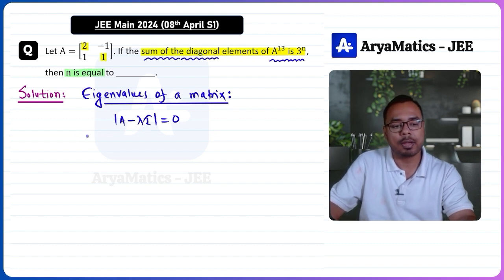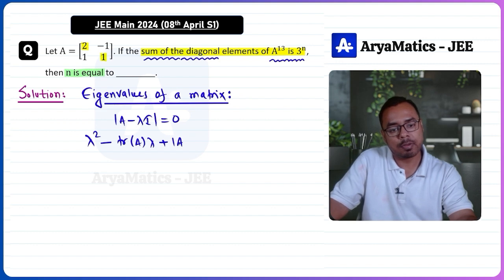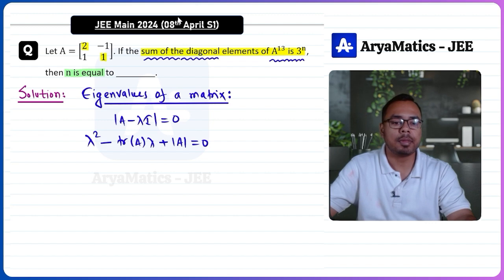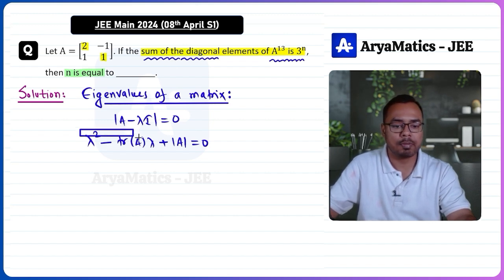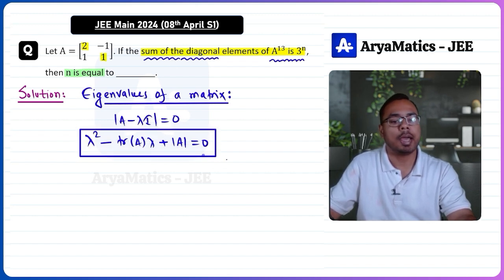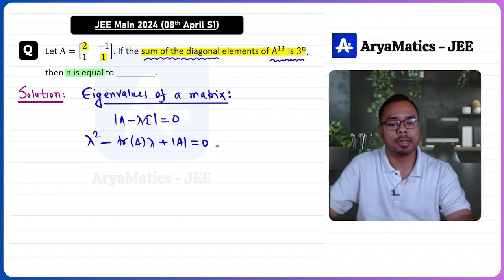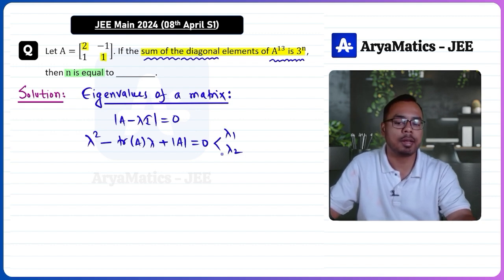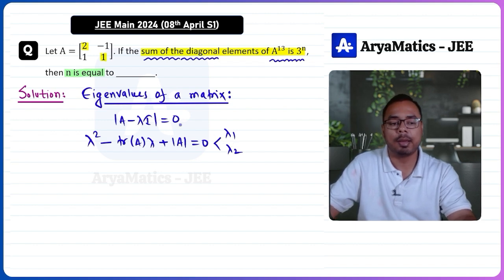Also for a 2 cross 2 matrix, there is one direct formula to write the characteristic equation: lambda square minus trace of A into lambda plus determinant of A equals 0. Using this formula in one line, you can write the characteristic equation of any 2 cross 2 matrix. And the roots of this characteristic equation are called the eigenvalues of the matrix, right? So let us say for this quadratic equation, the roots are lambda 1 and lambda 2. These lambda 1 and lambda 2 are the eigenvalues of this matrix A.